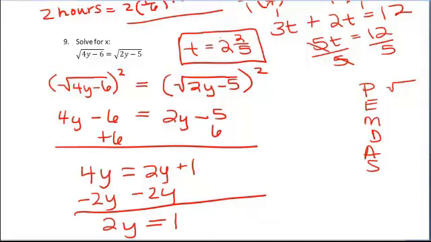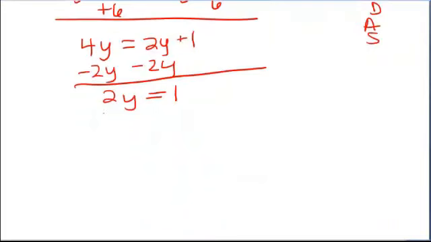Then I don't care about what 2y is. I want to figure out what y is. So I divide both sides by 2. And then I get y equals 1/2. And that will be our answer.